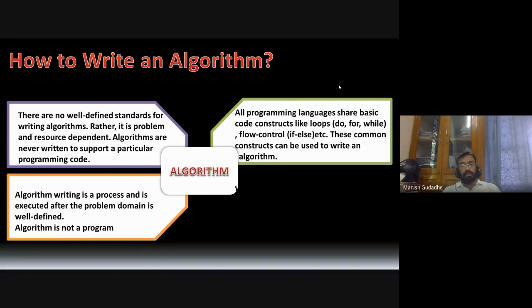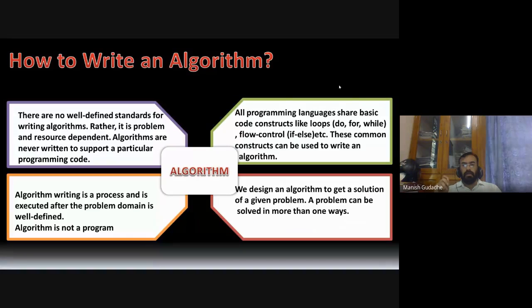Algorithm writing is a process executed only after the problem domain is well defined. Once you are clear with the problem and the solution for it, then only you can start writing an algorithm. Again I am repeating, an algorithm is not a program. And most importantly, we are writing an algorithm to get a solution of a given problem, and a problem can be solved in more than one way. So there are different approaches, and we can write a number of algorithms for a single solution.